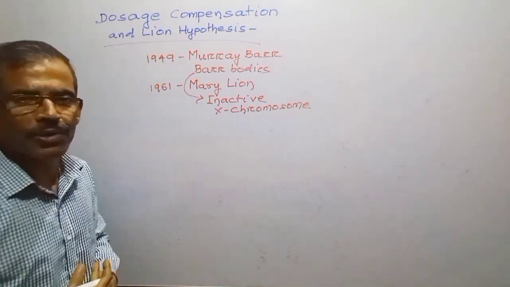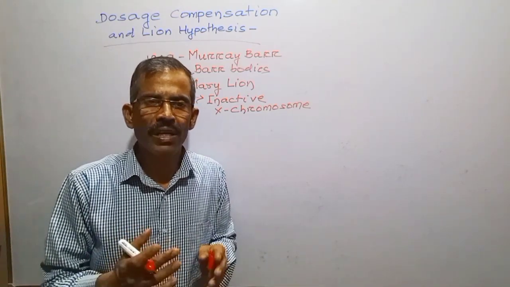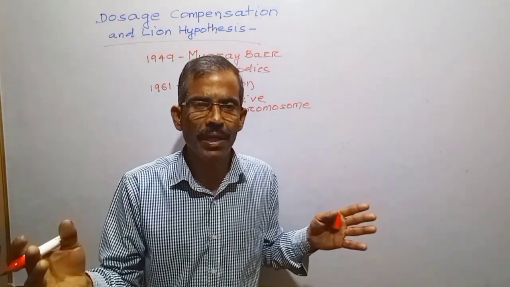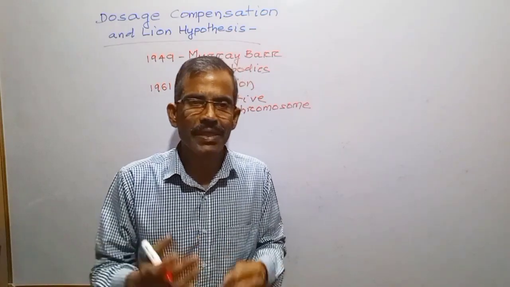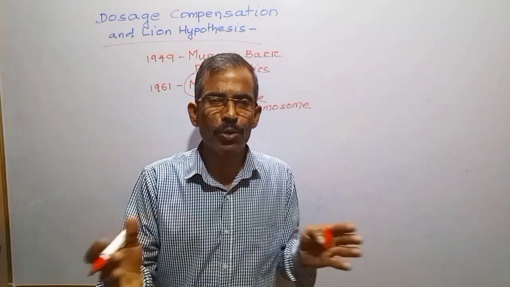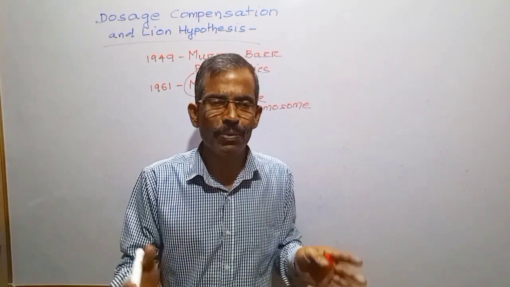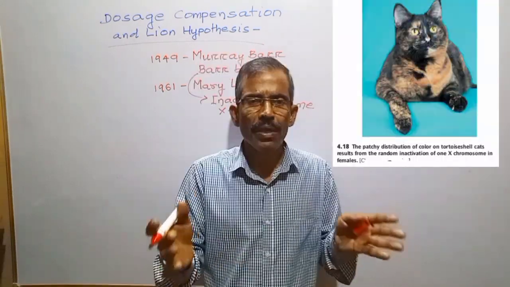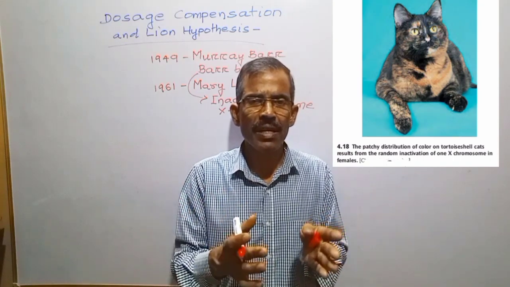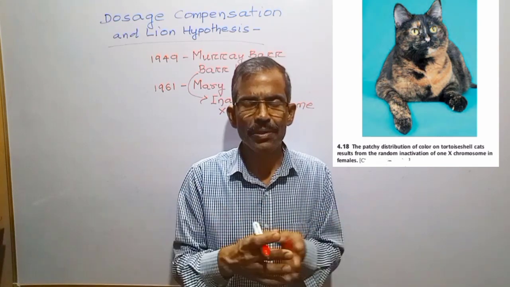Mary Lyon proposed that in cells with 2 X chromosomes, one is inactivated. Which X chromosome is inactivated is random. In cells with more than 2 X chromosomes, all X chromosomes except one are inactivated in order to achieve dosage compensation. Because of this X inactivation, females are functionally hemizygous at the cellular level for the X-linked genes.